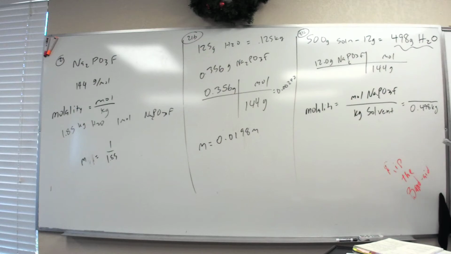So 12 divided by 144 is 0.083. So the molality is that divided by 0.498, which is 0.17 mole. Repeat, 0.498, because we need kilograms and not grams. Oh, okay. Great question.